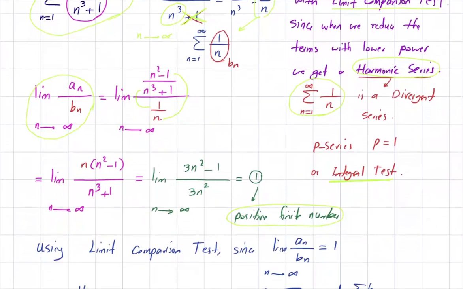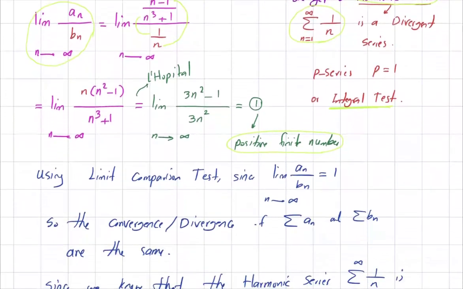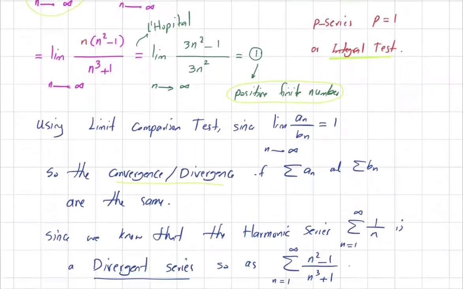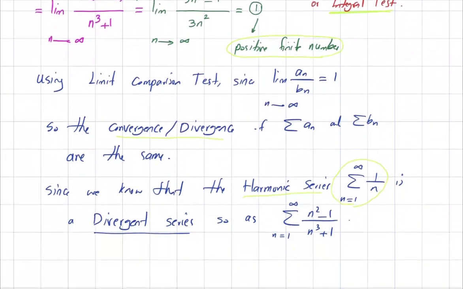When you're applying the limit, if you use L'Hopital's rule, you can easily see that the limit is equal to 1. So when the limit is equal to 1, it's a positive finite number. It means that the convergence and divergence of these two series are the same. But again, since we have a harmonic series, which is indeed divergent, the series that we have is also a divergent series.